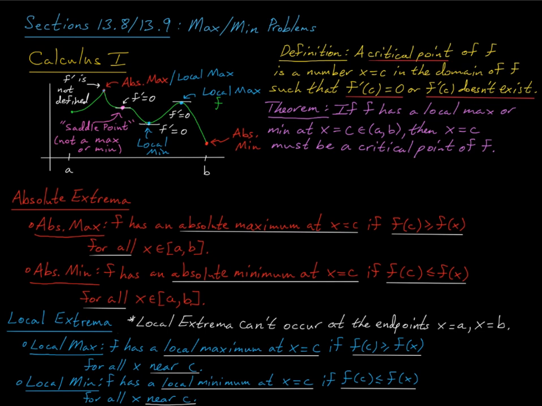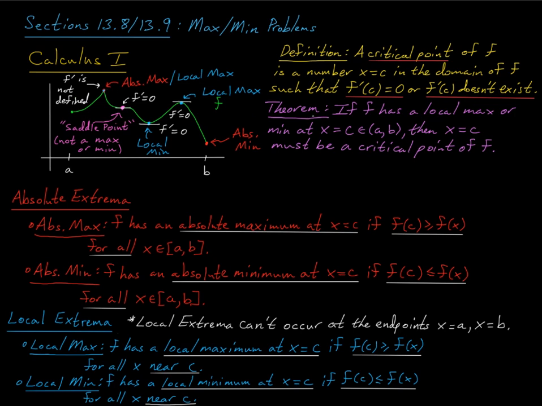F prime is 0, so that's also a critical point. At this point right here, where we have a local max, and that happens to also be an absolute max, notice I can't define the tangent line to the graph at this point because of that sharp corner. There the derivative f prime is actually not defined, so that is also a critical point.